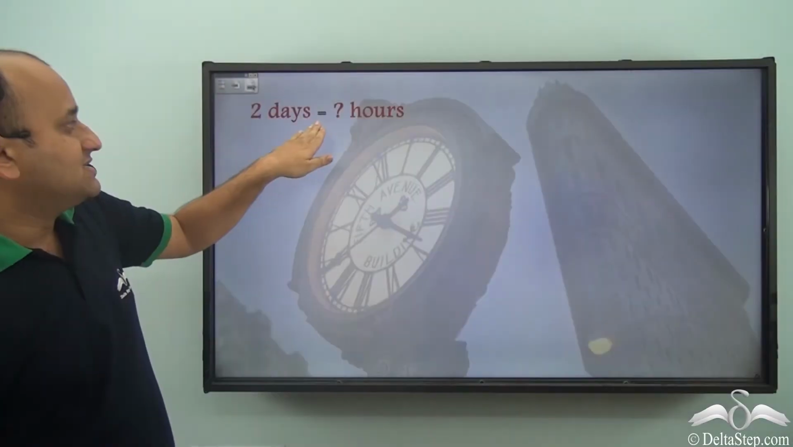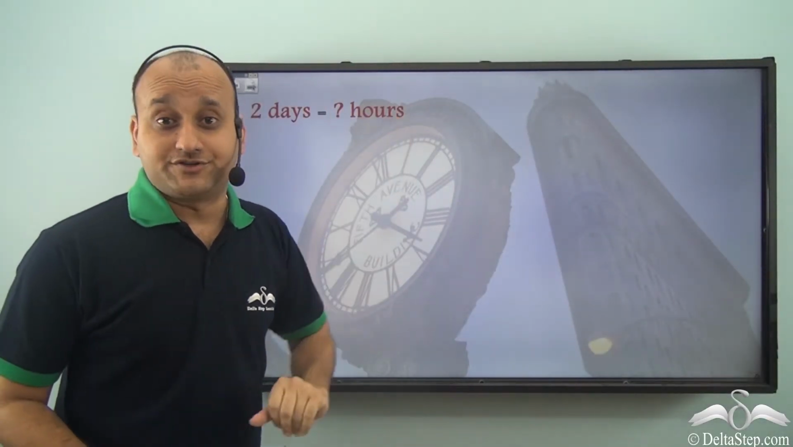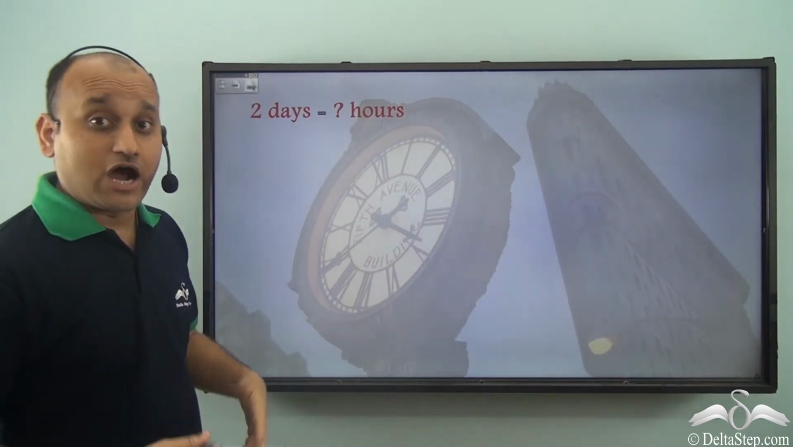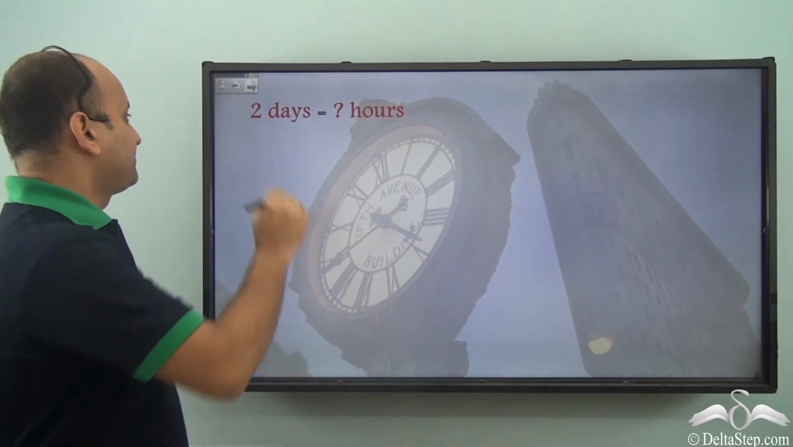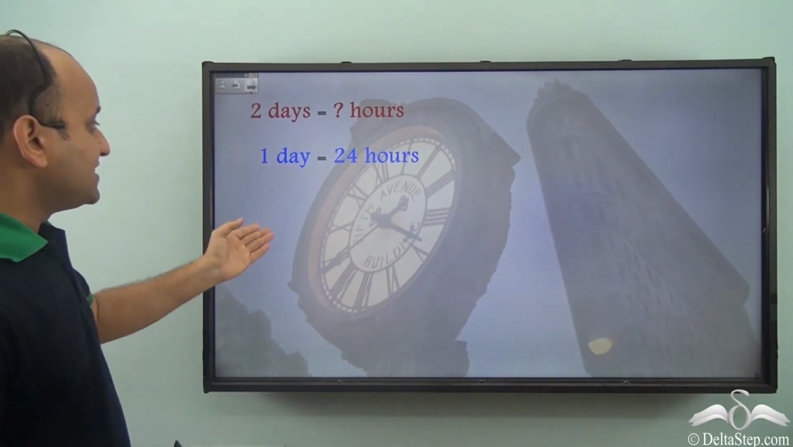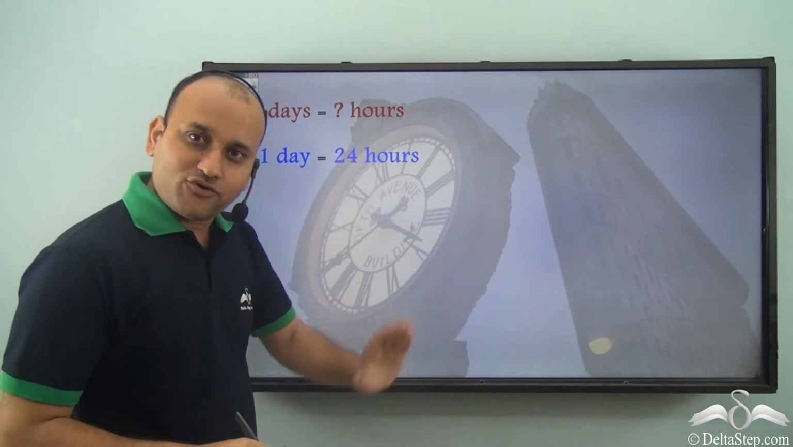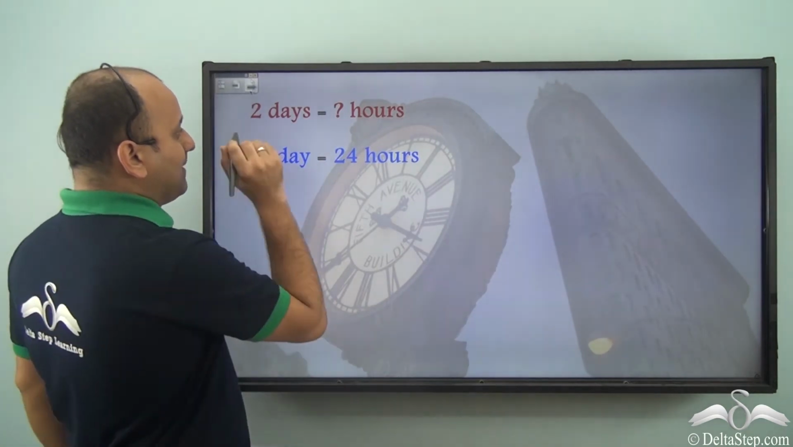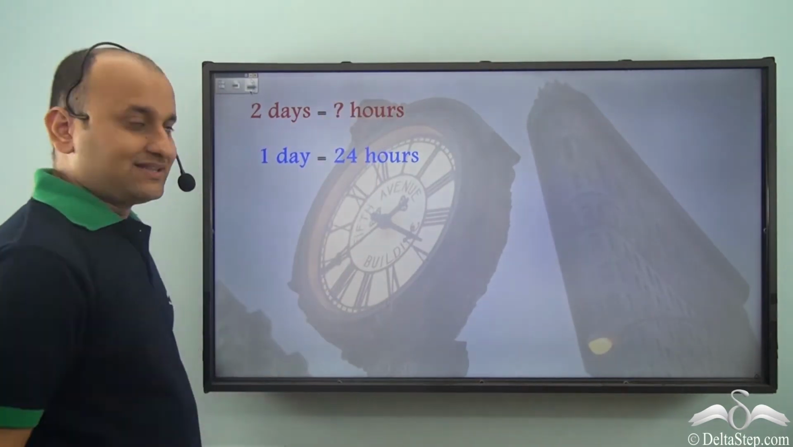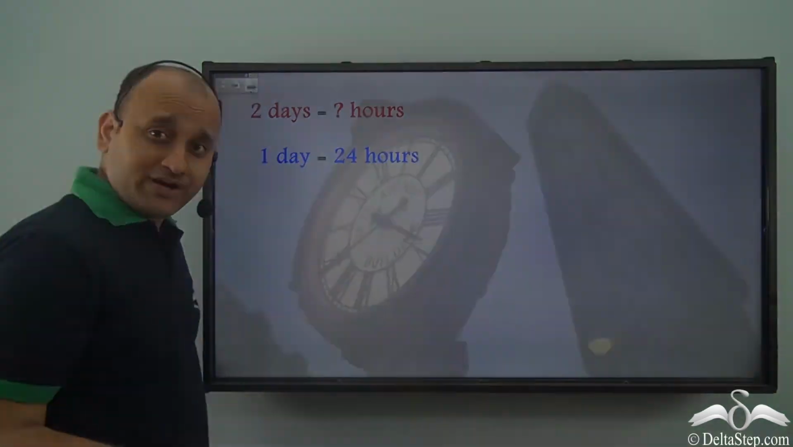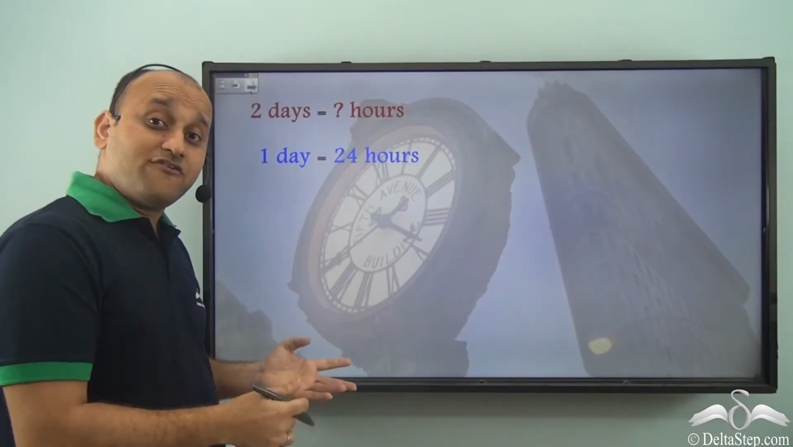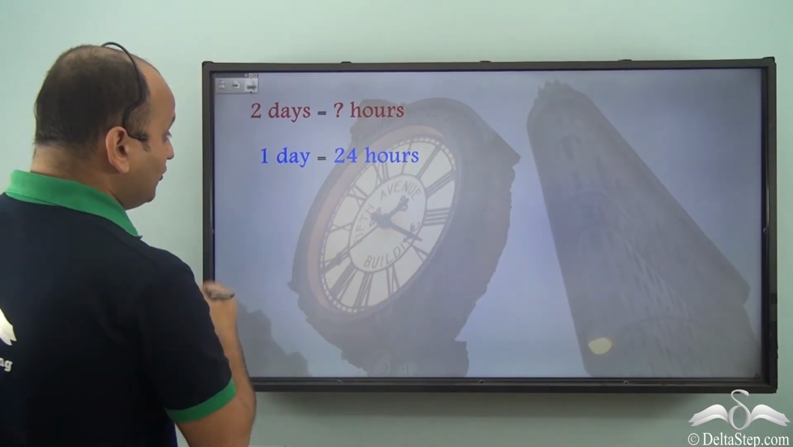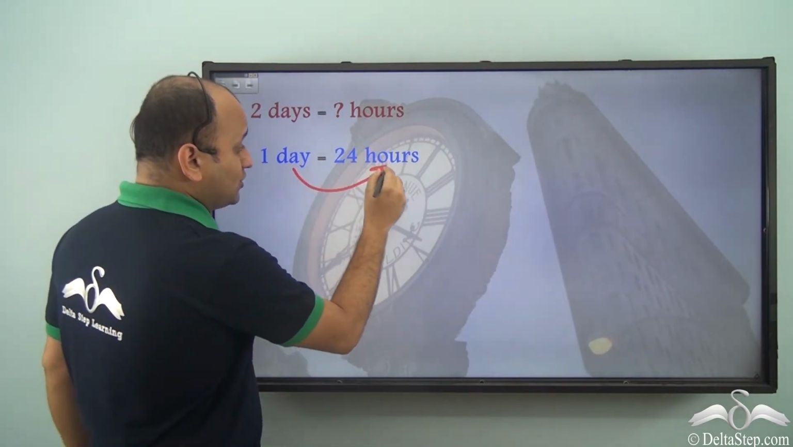So 2 days is equal to how many hours? How many hours are there in 2 days? How do you calculate that? Well, the conversion is 1 day is equal to 24 hours, isn't it? Now you are trying to convert from days to hours. That is, day is a larger unit because it comprises 24 hours, which is a smaller unit. So we are talking about day to hours.